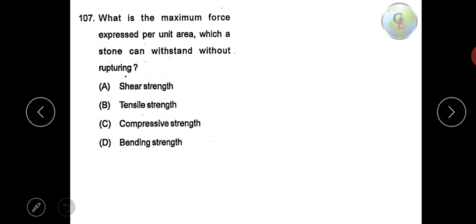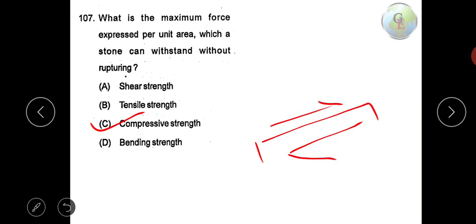Next question: what is the maximum force expressed per unit area which a stone can withstand without rupturing? In the last question we discussed compressive strength. The answer here will be the compressive strength, and the other options like shear strength. Shear strength is the resistance offered by a stone to shear stresses, which tend to move apart parts of the specimen with respect to each other. Shear stress will be like this.